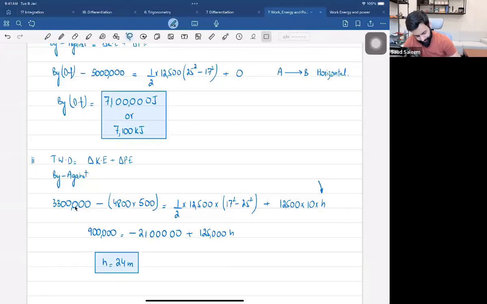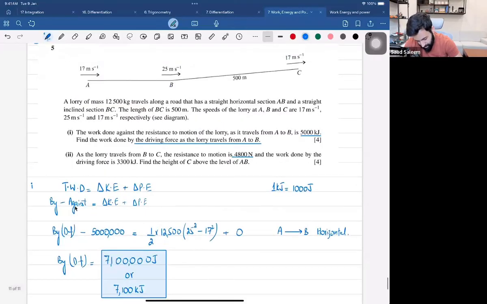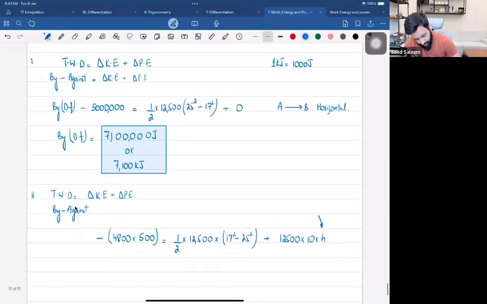Here's what I would suggest. When you have such significantly large values, let's keep this in kilojoules only. So it's 3,300 kilojoules. Let's divide this by 1,000 as well. So everything is in kilojoules.